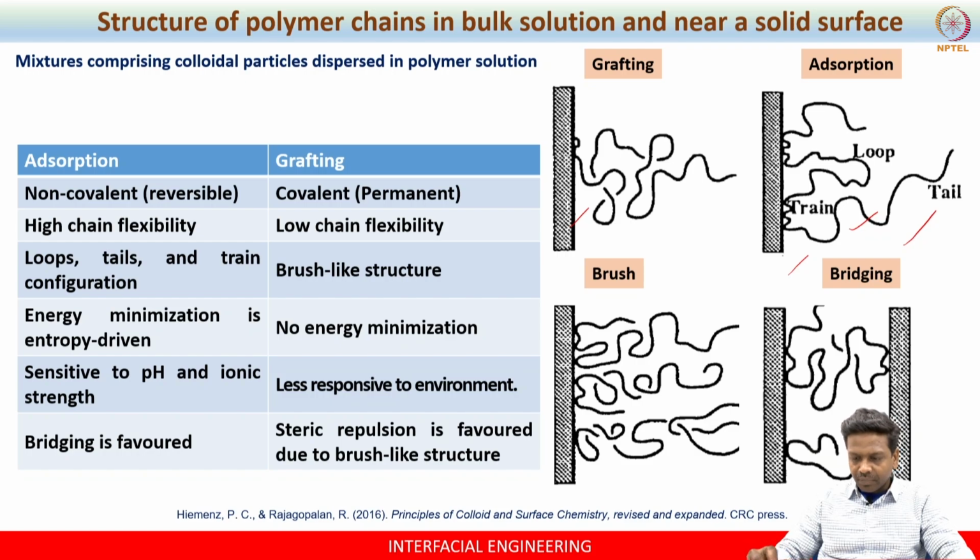So you can expect bridging in the case of adsorption, especially when tail-like configuration is favored and concentration is too low. In such a scenario you expect bridging. In the case of grafting, it produces a brush-like structure, and this brush-like structure will always lead to steric stabilization, provided the grafting density is meaningful.